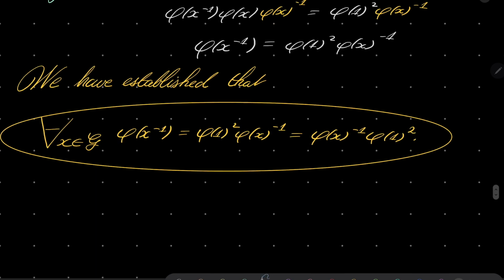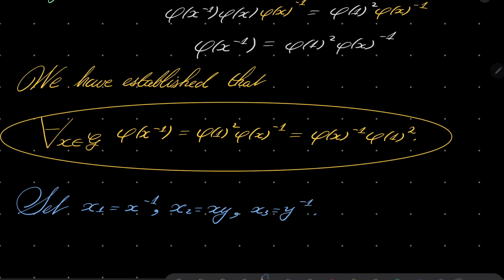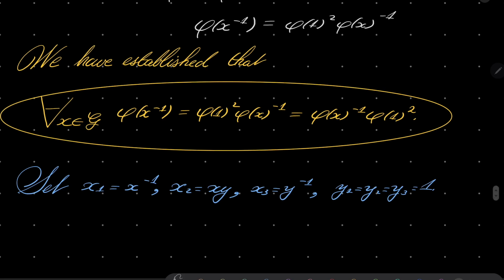And alright, now let's take once again our original equation, and now let's set something else. Set x1 to be x inverse, x2 to be xy, x3 to be y inverse, y1, y2, y3 once again. They should be 1. Notice that then, once again, these elements are not so random, because x inverse, xy, y inverse, it's 1, and 1 to the third power is also 1.